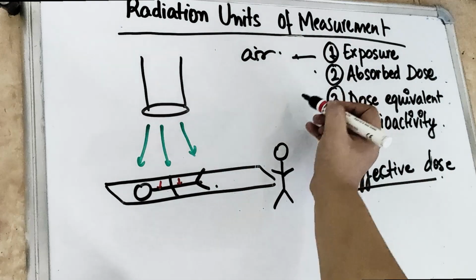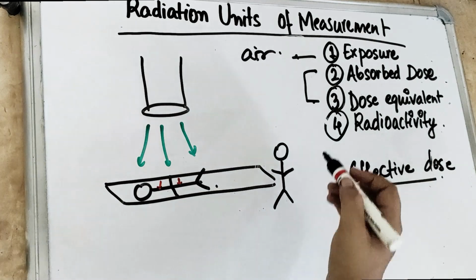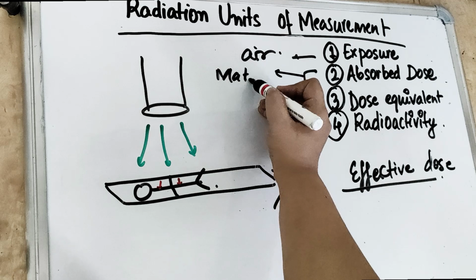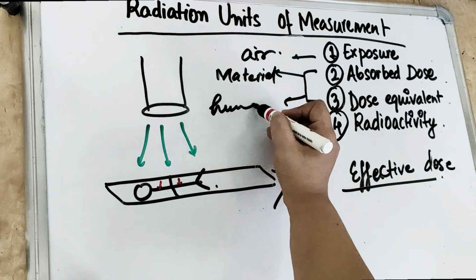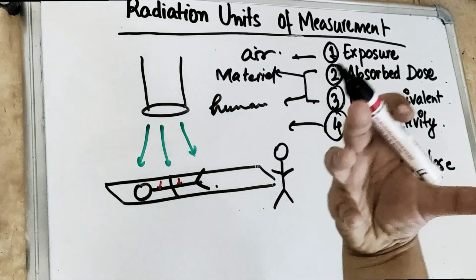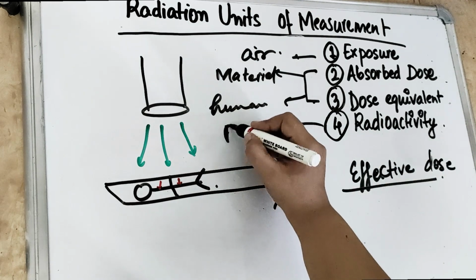The second one is absorbed dose, and the third is dose equivalent. Both of these are absorbed by matter. Absorbed dose is on a material and dose equivalent is on the human body. And radioactivity is when the radioactive substance is emitting radioactiveness. So this is a radioactive material.